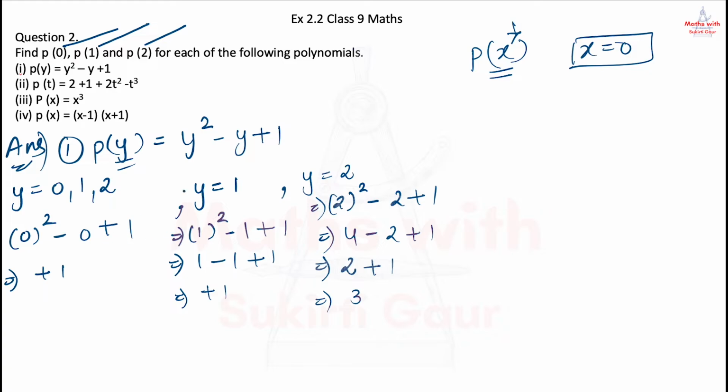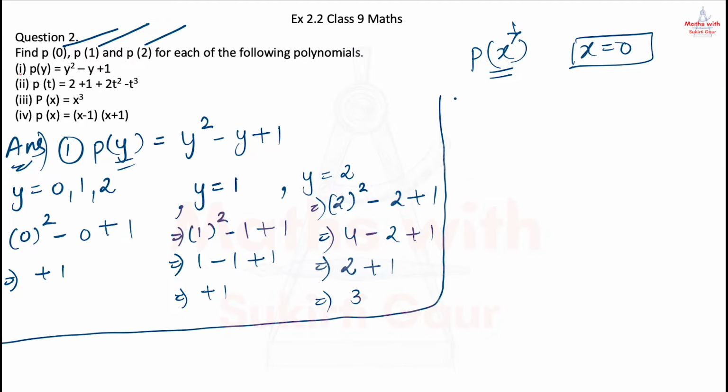We'll go on to the second part. Here I will draw a line. Now the second part is p(t). Now here the variable is t. Sorry, it is not plus 1, it is t. 2 plus t plus 2t square minus t cube. Putting the value of t as 0, 1 and 2.